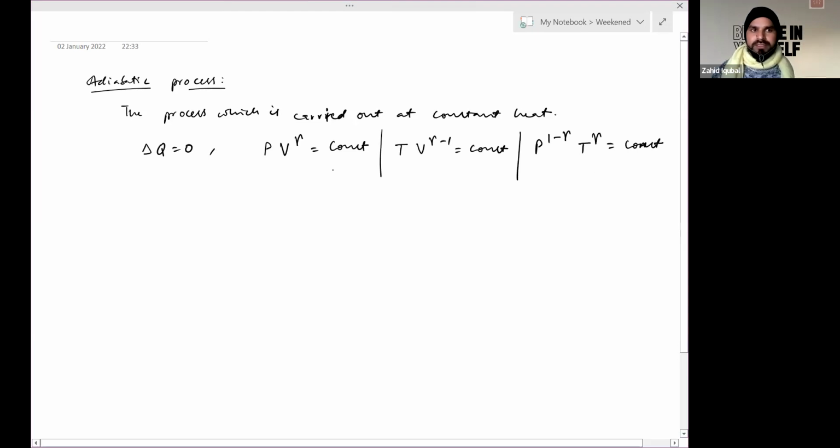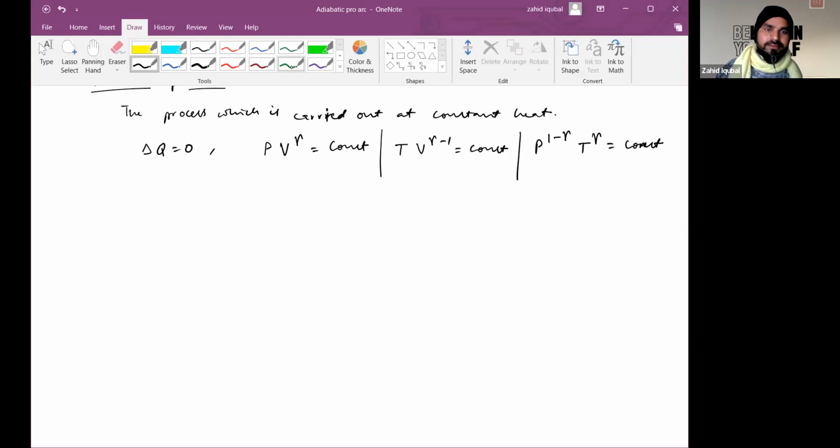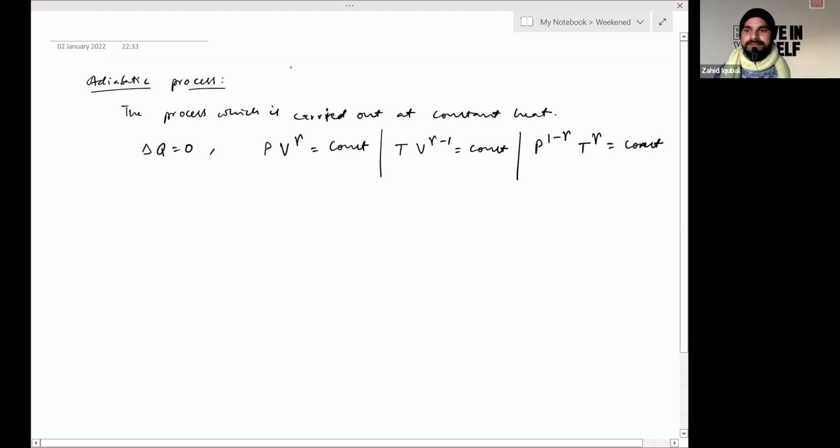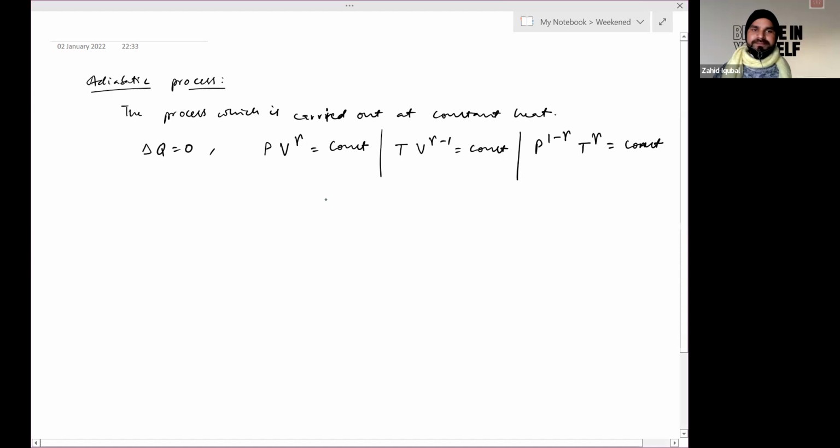Since there is no explanation of this derivation in your course, but in some schools you might be asked to derive this particular relation and some may not, what will I do? Should I derive this? Amuna, should I derive this expression or should I leave this?